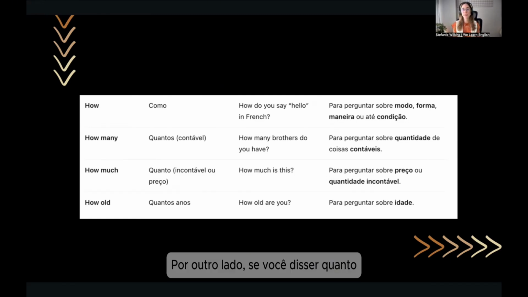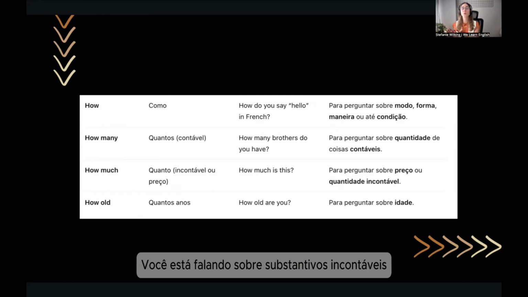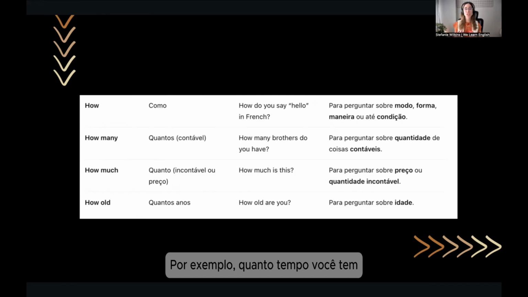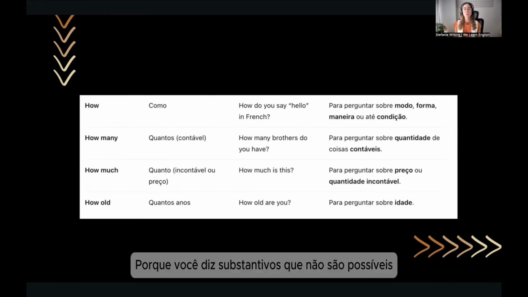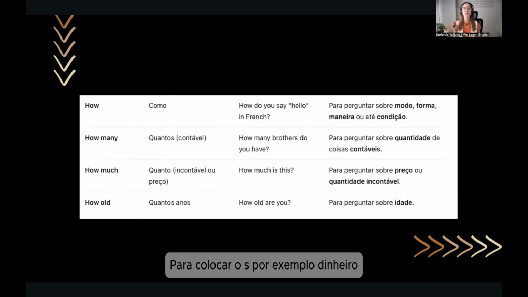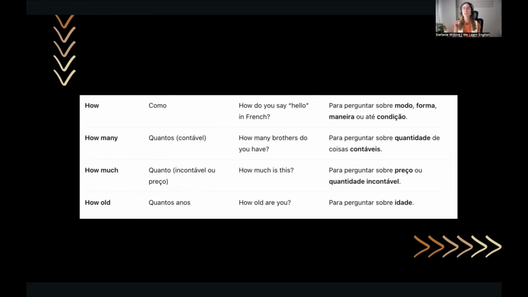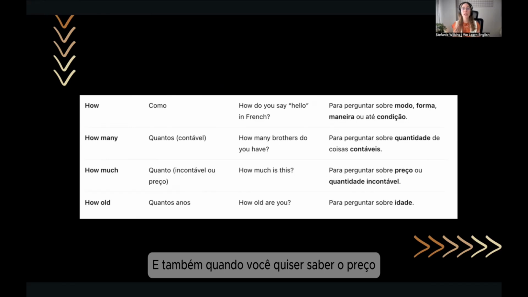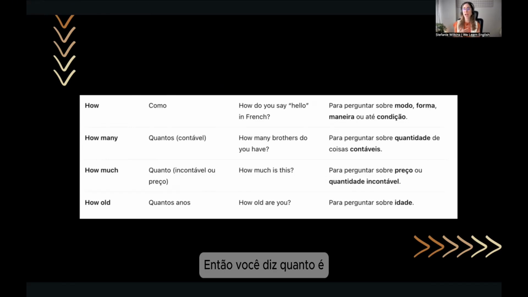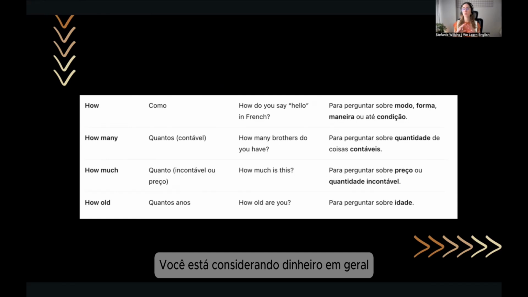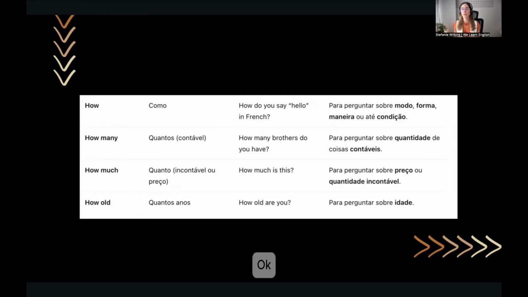On the other hand, if you say how much, you're talking about uncountable nouns. For example, how much time do you have? How much energy are you spending on this course? Because these are nouns that it's not possible to put the S on. For example, money, time, energy, traffic, room, okay? And also when you want to know the price, you say, how much is it? You're considering money in general, okay?